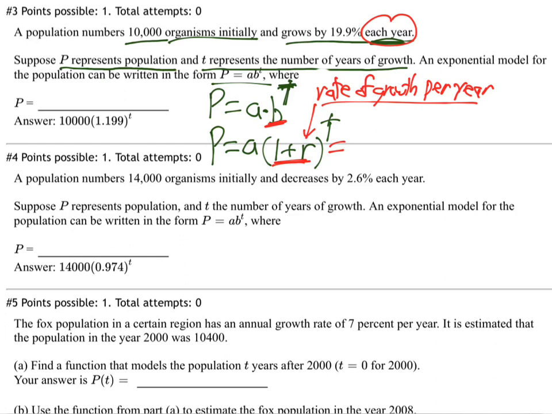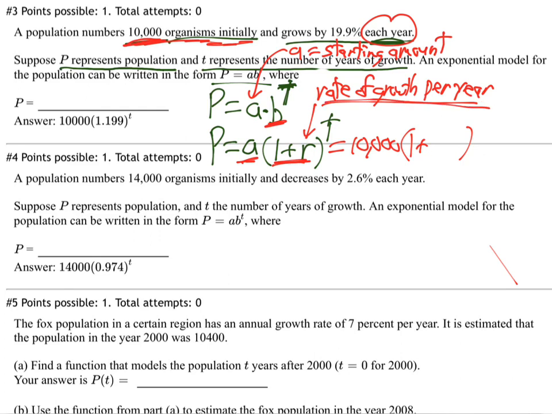The A there, A equals the starting amount, the initial amount or starting amount. So the A is going to be the starting amount. What did it start out at? 10,000 organisms initially. So that's 10,000, parenthesis, 1 plus R. R is the rate of growth per year. What's it say? It grows by 19.9% per year.